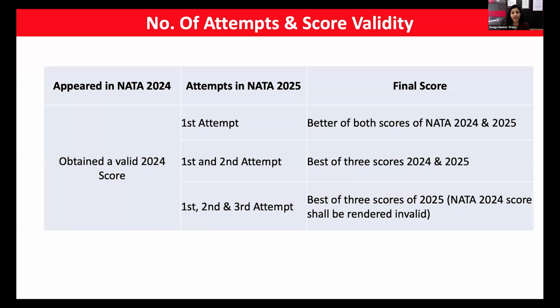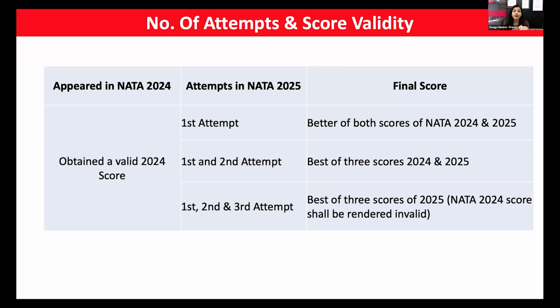Number of attempts and score validity. Very important. This time they have explained this in brief because last year was the first year when 11th grade students were allowed to give the entrance exam. So if you gave the exam in 2024 and are planning to give it in 2025 as well, if you gave only the first attempt, then the best of both scores will be considered. If you give the first as well as the second attempt in 2025, then the best of 2024 and 2025 will be taken into consideration. So if in 2024 you gave all 3 attempts and in 2025 you give 2 attempts, then the best of all 3 attempts of 2024 and the best of 2 attempts of 2025, and then the best score will be taken into consideration.